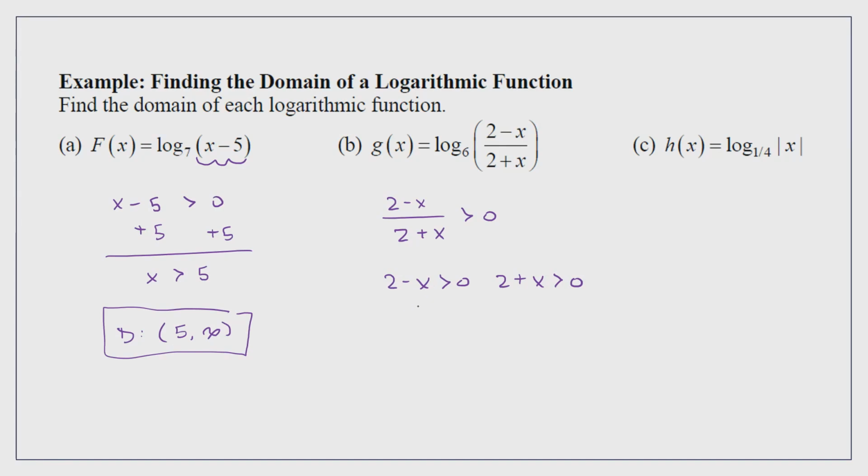So we'll solve for x. So we'll have negative x is greater than negative 2. And so x is going to be less than 2 because I'll have to divide both sides by a negative value. And when dealing with inequalities, if I ever multiply or divide by a negative value, then I have to switch my sign. And over here, I'll have x is greater than negative 2. Okay, so my domain is going to be from negative 2 to 2.